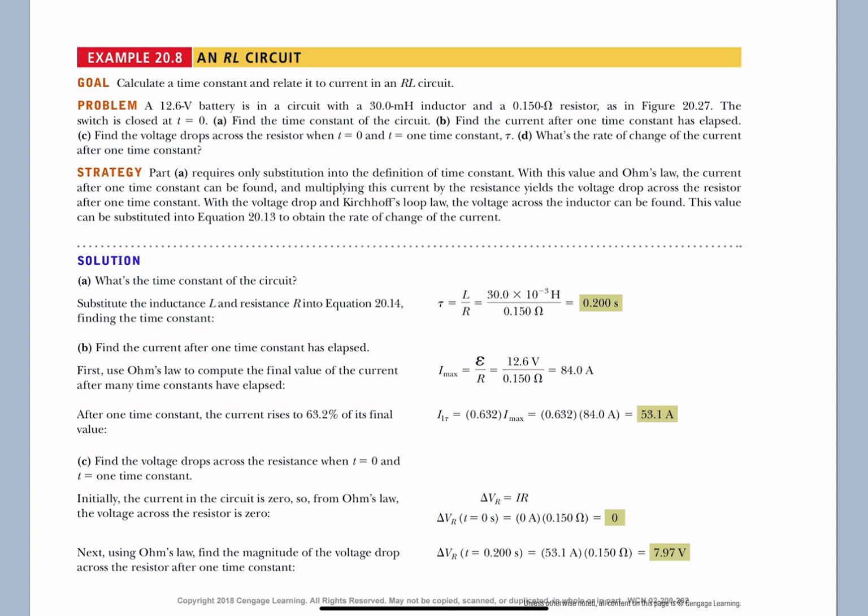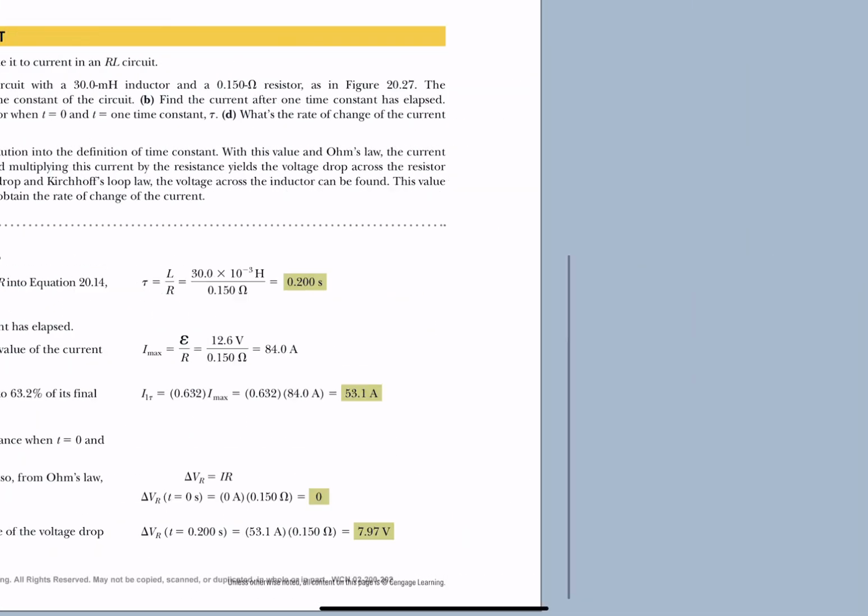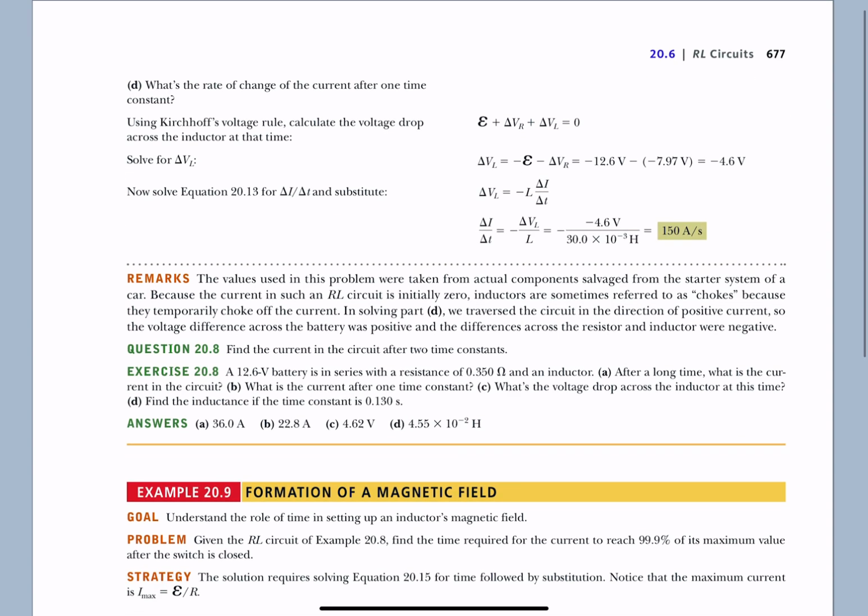And then finally, find the voltage dropped across the resistance when t equals 0 and t equals 1 time constant. And again, we're using Ohm's law. And we're going to get 7.97 volts here. You can see there's quite a rapid rate of change in current, 150 amps per second. And remember that the current in a typical wall outlet is 15 amps. Of course, that's alternating current.